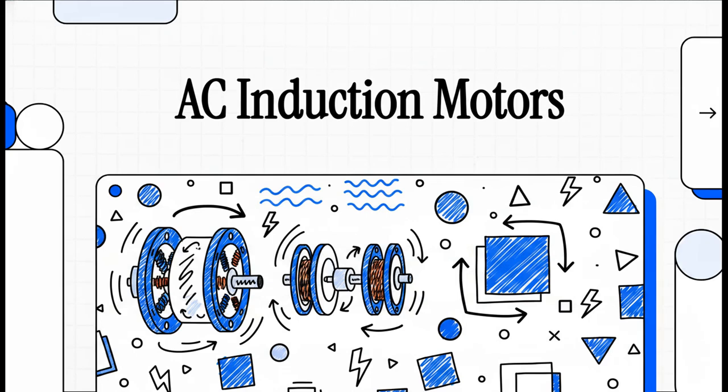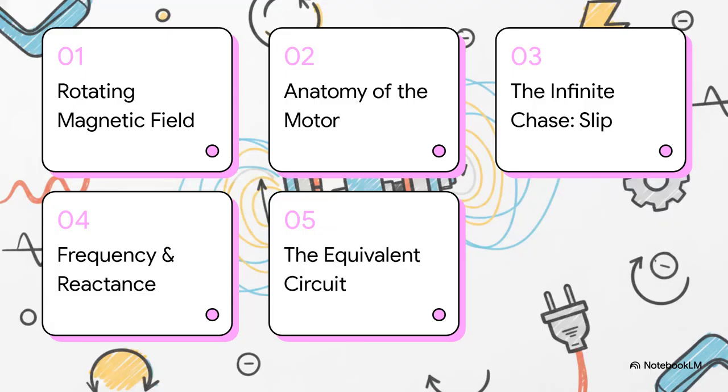Today we're unlocking the secrets of a machine that literally powers our modern world. But we aren't just looking at a hunk of metal today, we're looking at the stage for an eternal, invisible chase. I'm talking about the AC Induction Motor, a device where brilliant engineering meets the fundamental laws of physics. Okay, let's dive right into this.